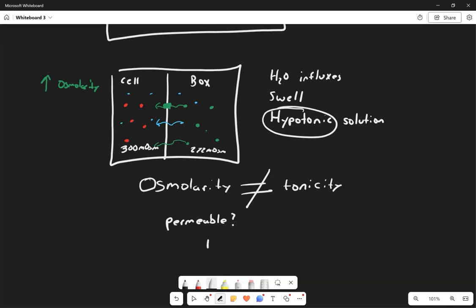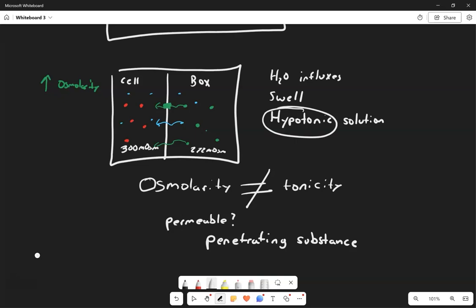Okay? And so a lot of times we'll refer to things that can move in or out of a cell when placed into a solution as a penetrating substance, right? And things that can't as non-penetrating substances. So you may see this as a lot of physiology labs will run an osmolarity or tonicity lab using things like sodium chloride, salt, and urea, because salt is non-penetrating and urea is.